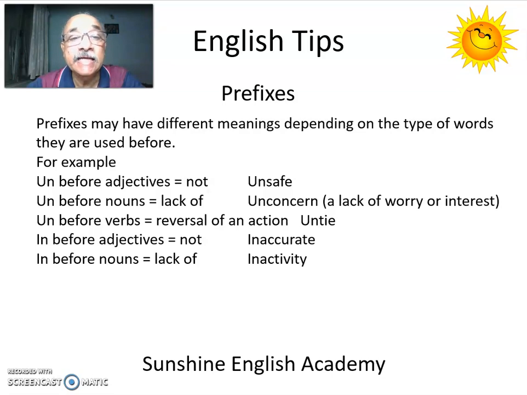Now let's look at in. When in comes before adjectives, it means not. Example, inaccurate. But when in comes before nouns, it means a lack of. For example, inactivity. It doesn't mean there is no activity. It means there is a lack of activity. The activity is not enough.